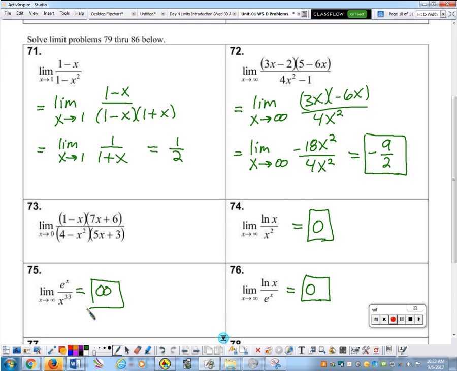Things change quite a bit when you're approaching negative infinity. E to a negative large number gets really, really close to 0. You can't find the natural log of a negative value, so that messes things up quite a bit.